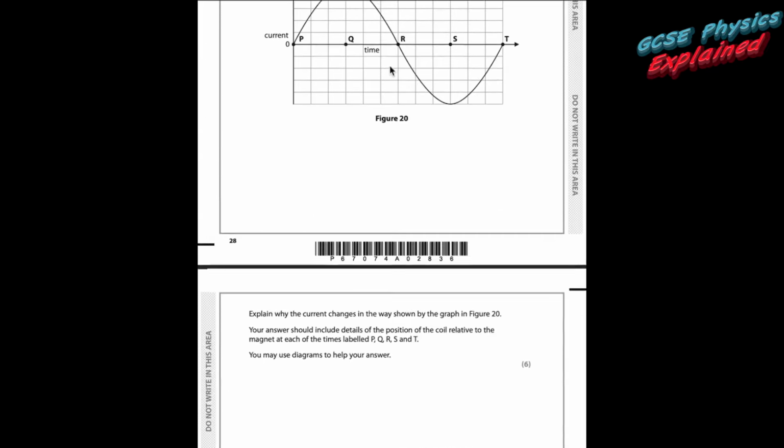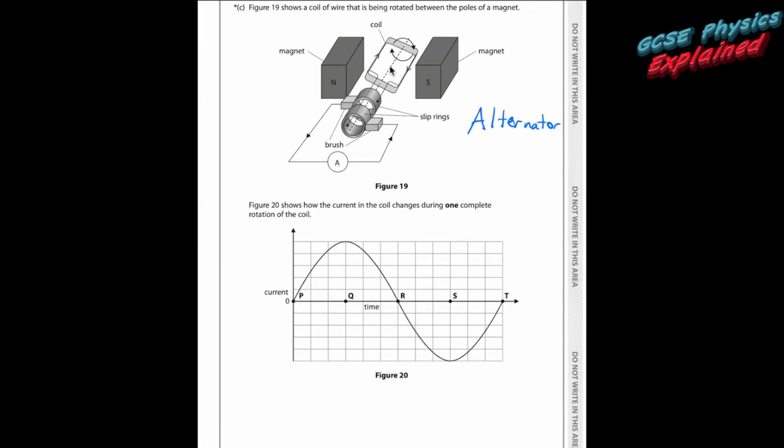Explain why the current changes in the way shown by the graph in figure 20. Your answer should include details of the position of the coil relative to the magnet at each of the times labelled P, Q, R, S and T. You may use diagrams to help your answer. Right, this is borderline A-level. I taught A-levels for 20 years. A-level physics. Right, let's have a look and see what's happening.